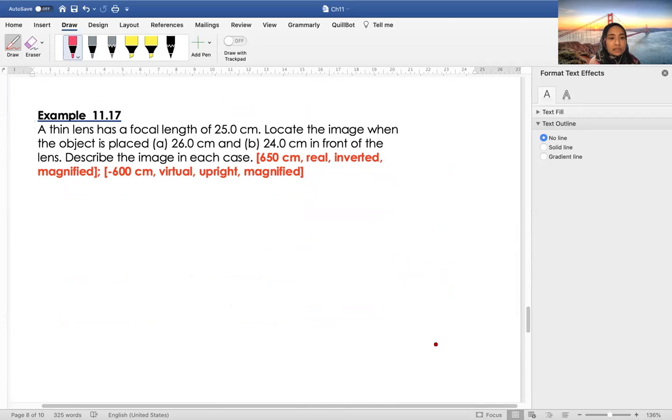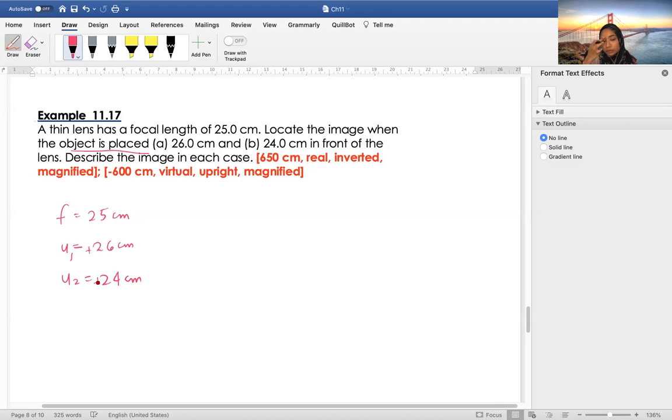Okay, so a thin lens has a focal length of 25 centimeter. So that is your focal length, 25. Locate the image when the object is placed 26. So dia cakap, oh dia cakap object. When the object is placed, the first distance is 26 centimeter. The second distance is 24 centimeter in front of the lens. So in front maksudnya dia sama tempat dengan incident. This is what we want for our object, so it's going to be a positive U.